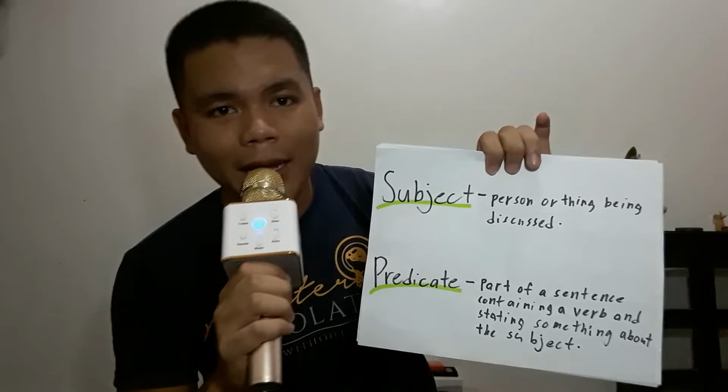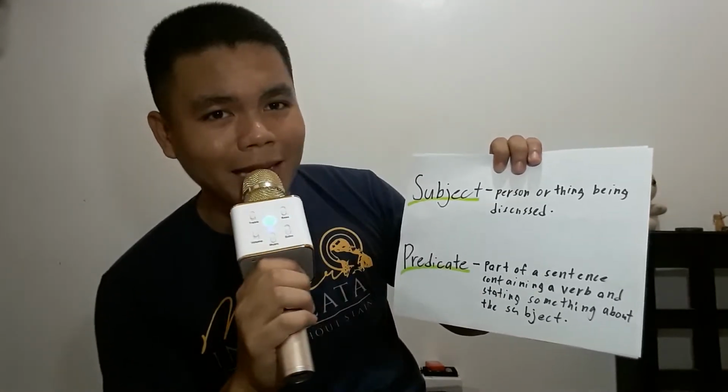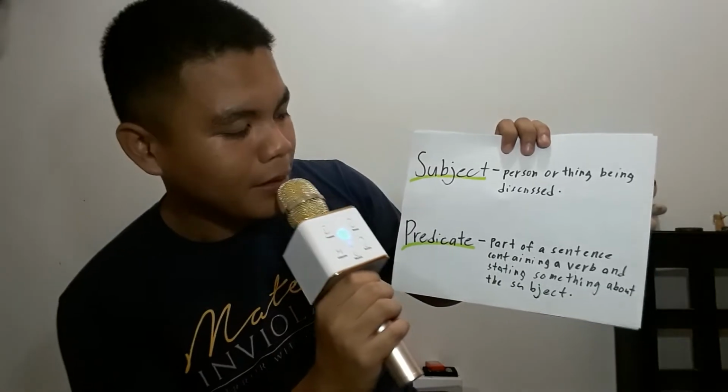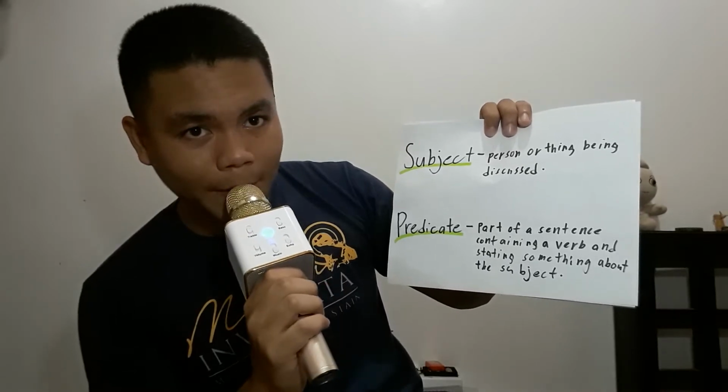So I'm sure our last reporters have discussed the meaning, the importance, and the function of immediate constituent. Now I'm going to show you how to use it in a sentence. The first thing that we are going to do is find the subject and the predicate in a sentence. A subject is the person or thing being discussed in the sentence. The predicate is the part of a sentence containing a verb and stating something about the subject.